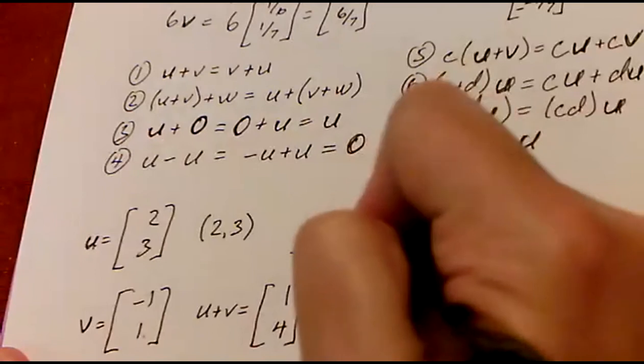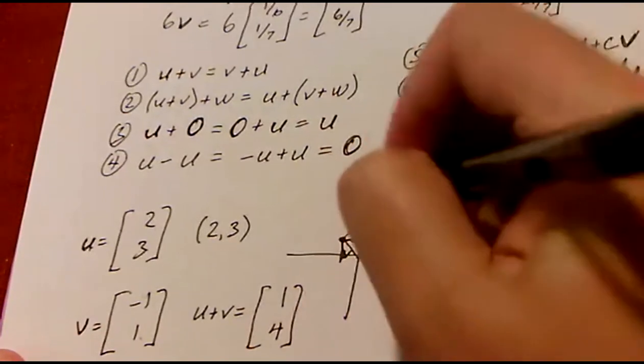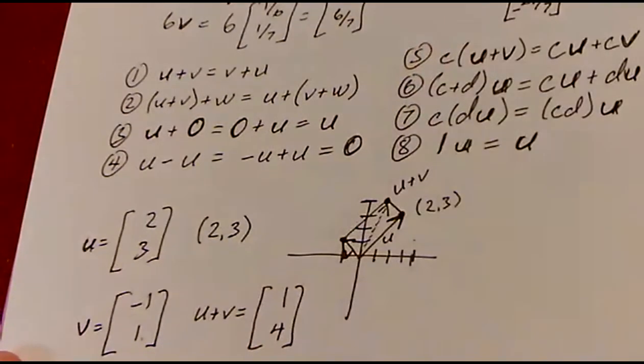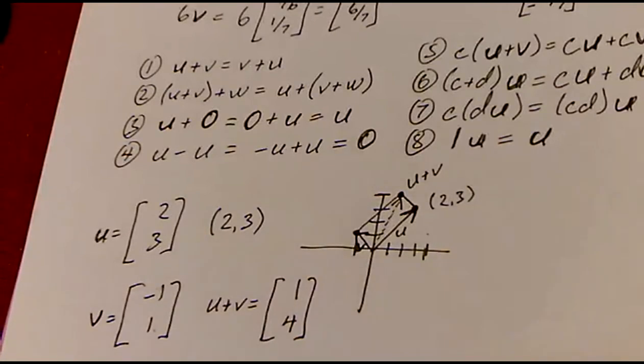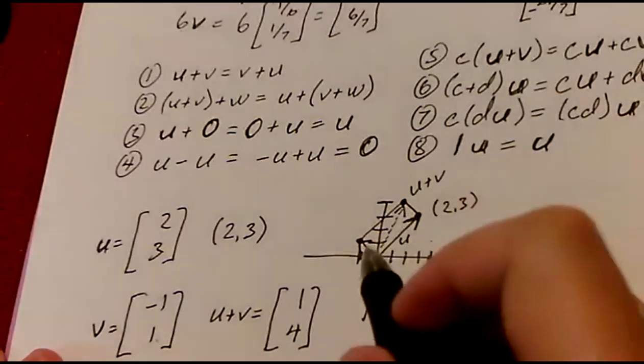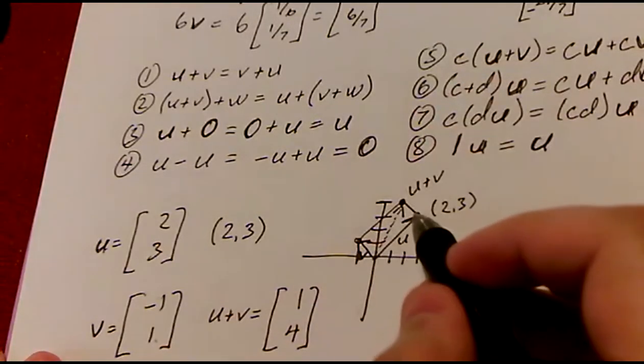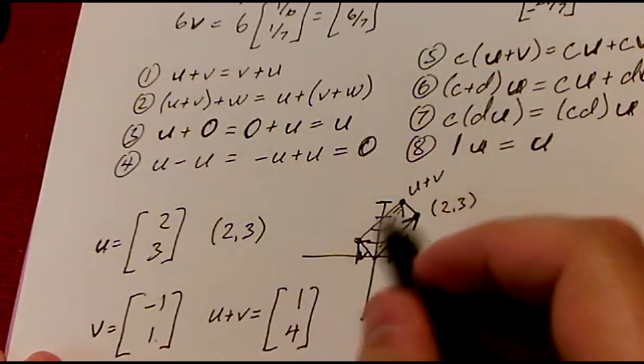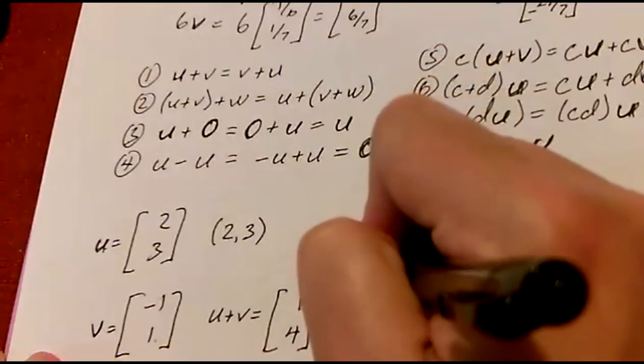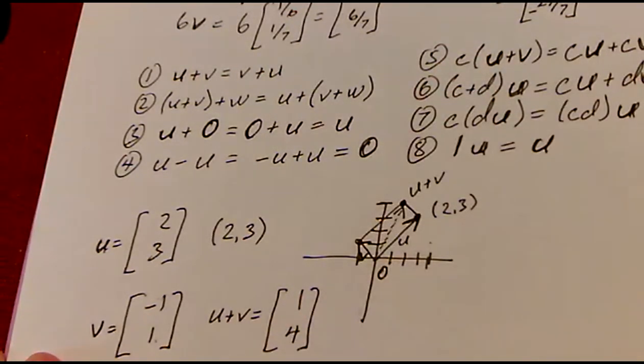Now, as I look here, this makes a familiar shape to us. This is a parallelogram. Okay, so the sum of two vectors forms a parallelogram. So the 4 points, the 4 vertices on this parallelogram are u, v, u plus v, and my origin, my 0 vector, okay, at the origin.